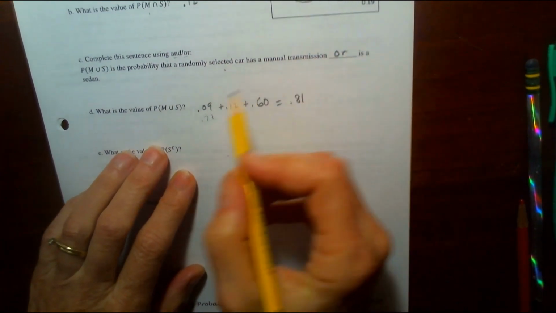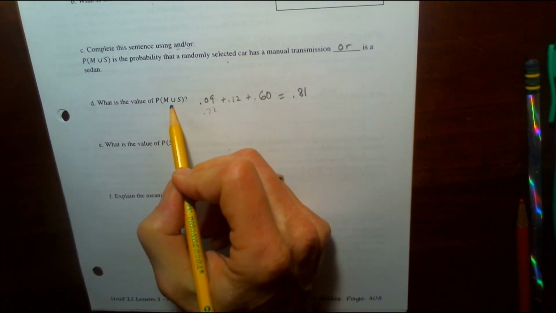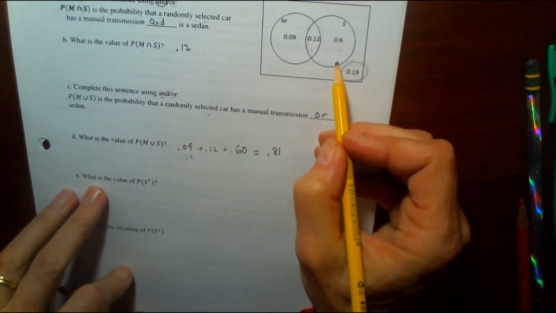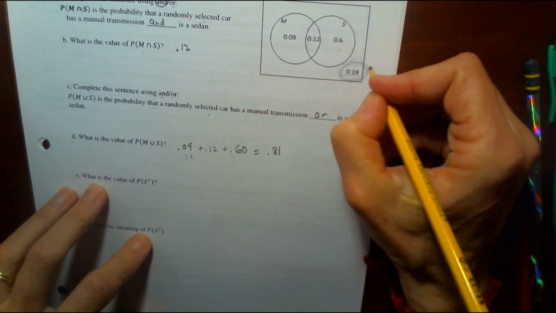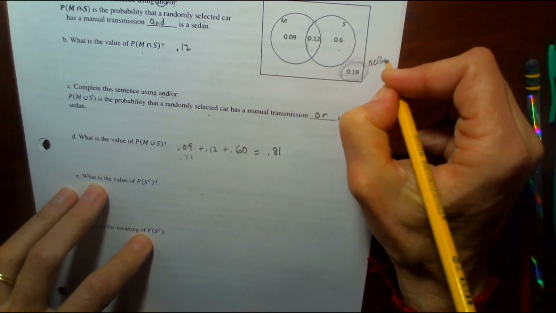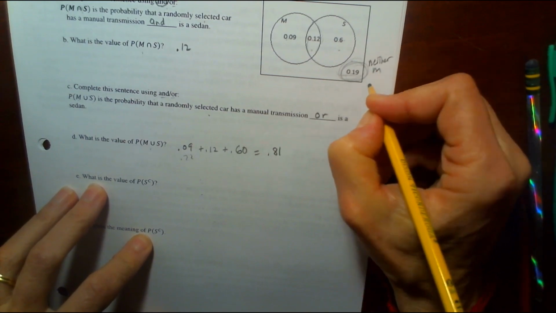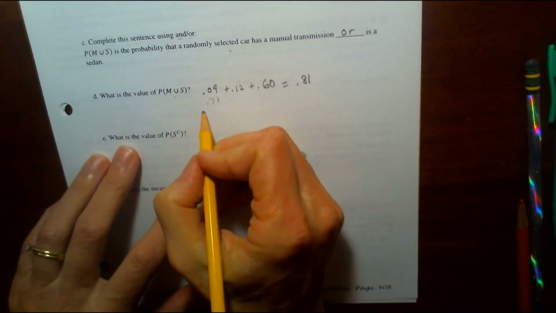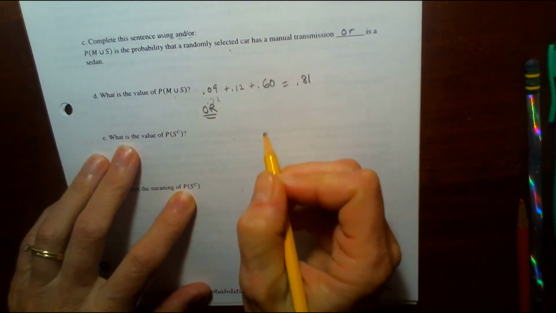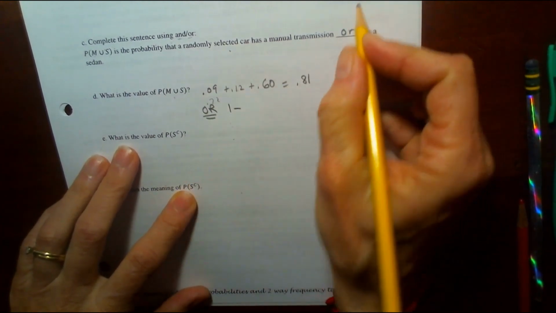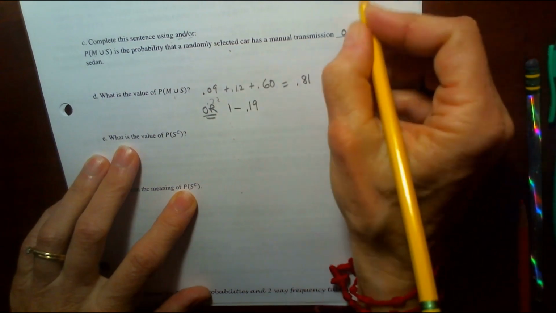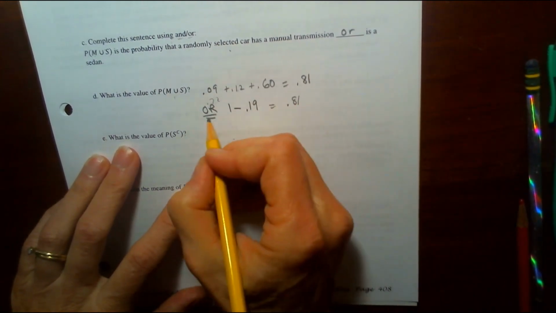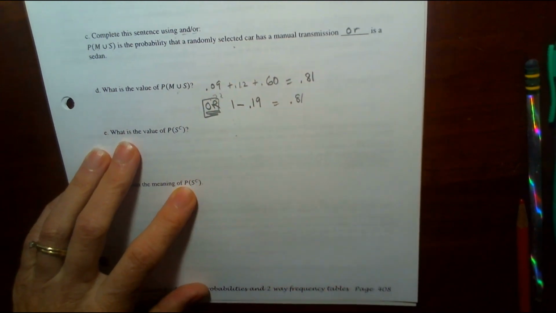Another way you could get the value of or is you could take 1 minus this number on the outside here. This is the neither nor. Neither M nor S is on the outside. So there's another way of getting it. You could say 1 minus the neither nor part of this, and that would also give you 0.81. So either way is fine. Doesn't matter which you use.